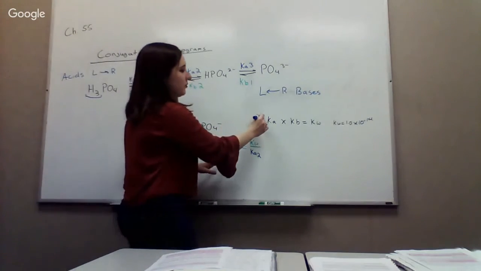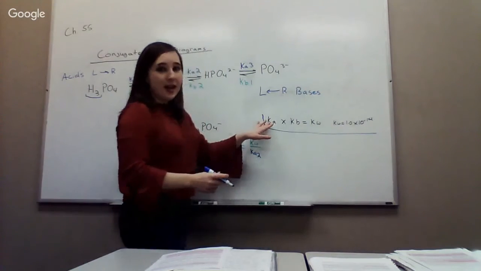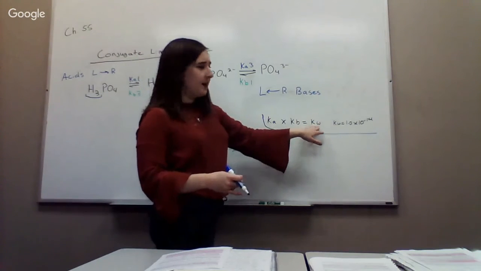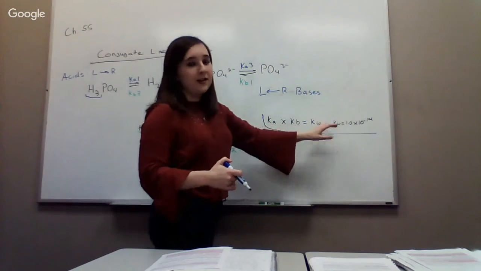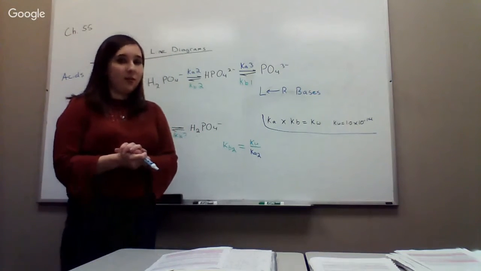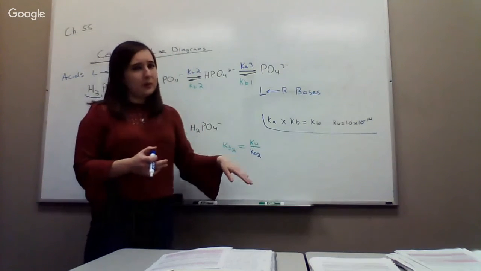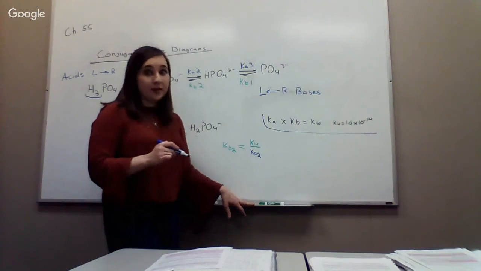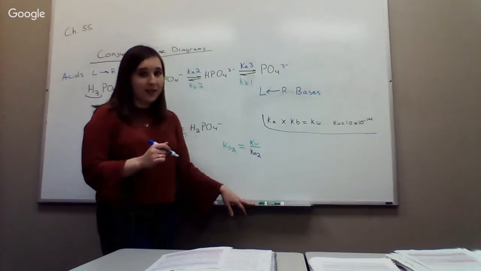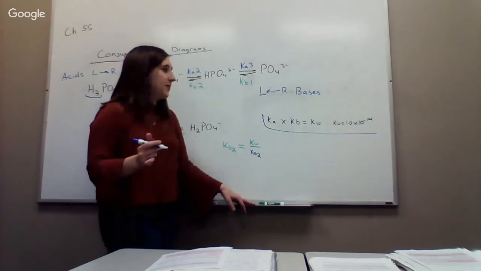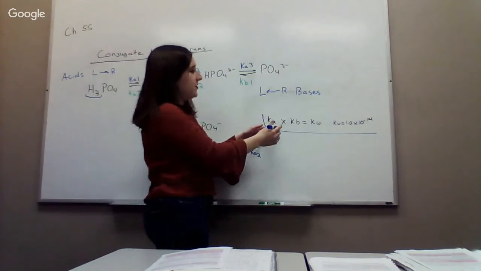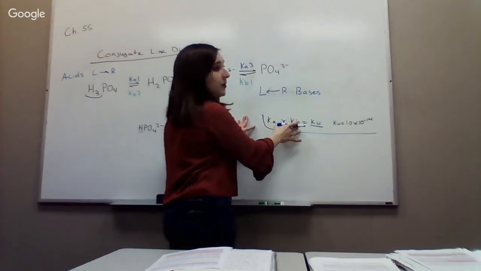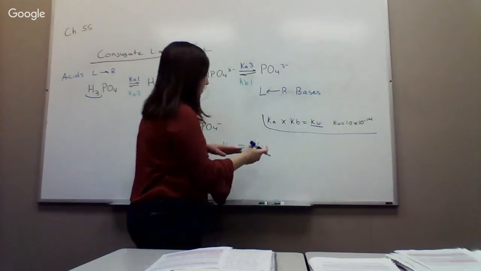But luckily you have this relationship: Ka times Kb equals Kw. As a reminder, Kw is the autoionization constant of water that's introduced in chapter 54 or so. Kw is equal to 1.0 times 10 to the negative 14, and it will always be equal to that. So what this relationship gives you is, we always know Kw, and if you know either Ka or Kb, then you can find the other one.